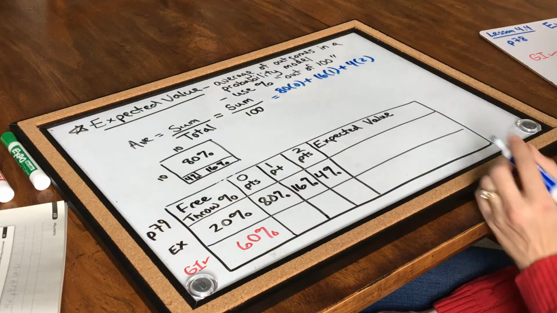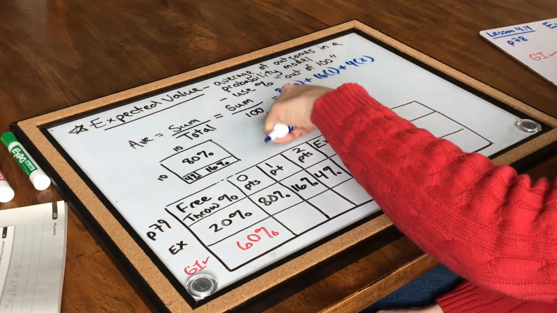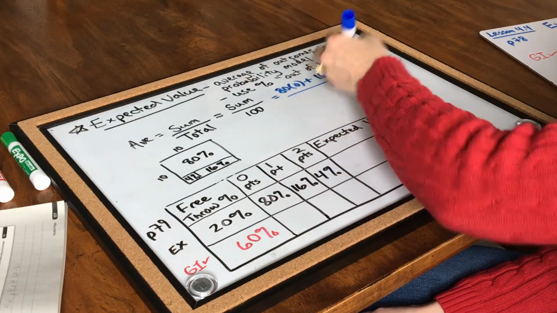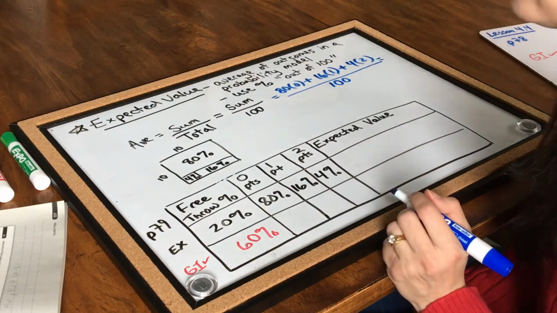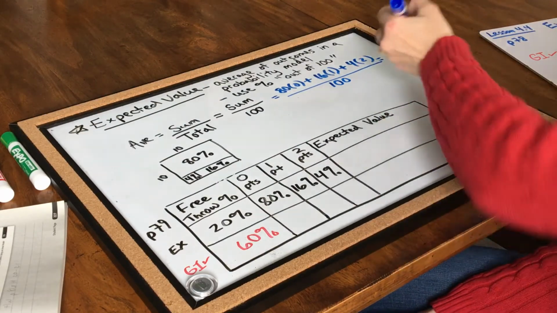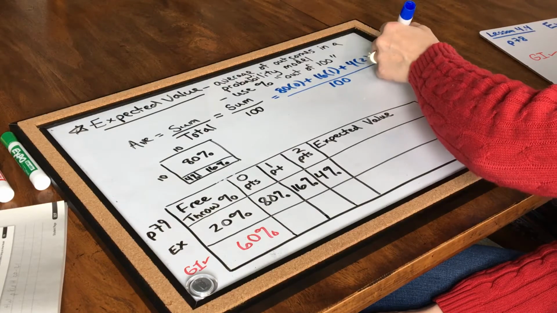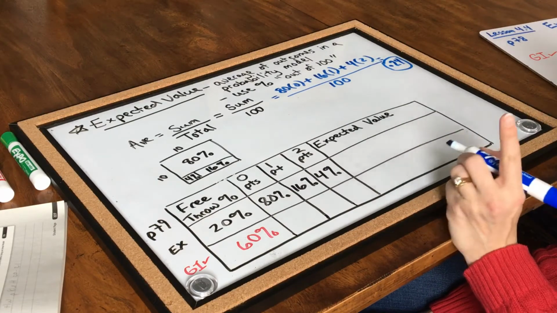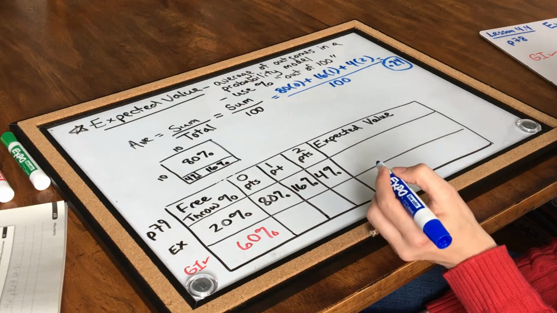Remember, I said it was the sum of all the possibles, and I have to divide by 100. So I'm going to take all of this and divide by 100. When I do that in my calculator, I get a decimal. I get 0.24.